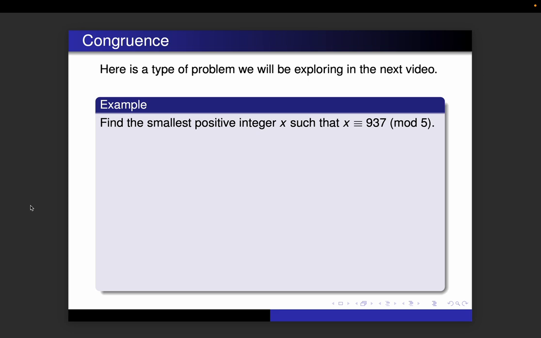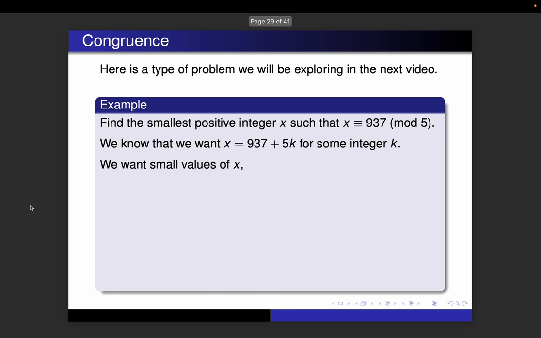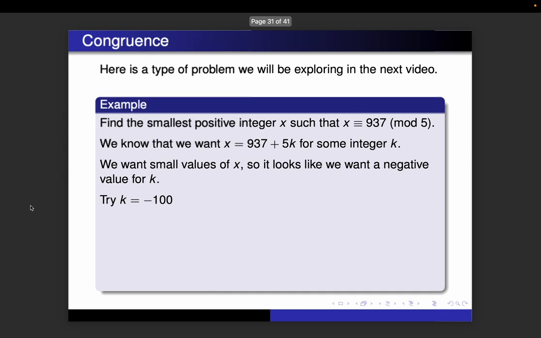Well, first of all, we know that x is congruent to 937 mod 5. By the definition, that means x is equal to 937 plus 5 times k for some integer k, right? We start with 937. We add k fives to that to get to x. Now, we want small values of x, small positive values of x, which suggests that maybe we want to look at some negative values for k. The negative values for k will tend to make that number smaller, and that will get us closer to 0, which is what we're looking for.